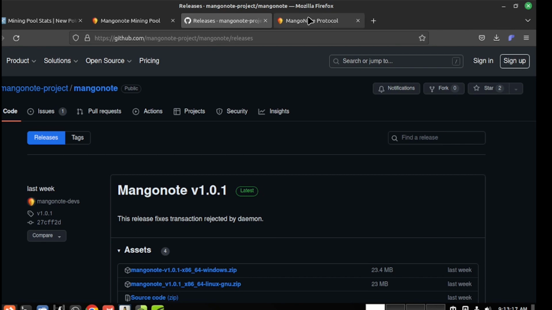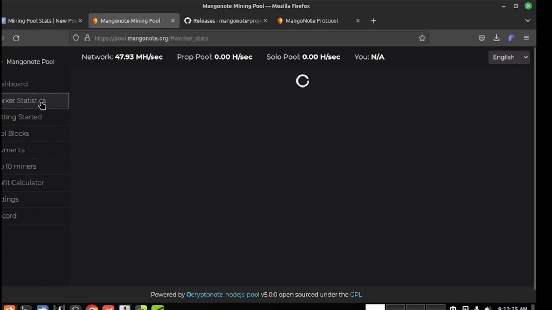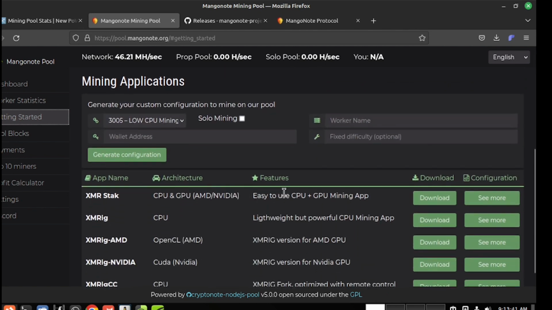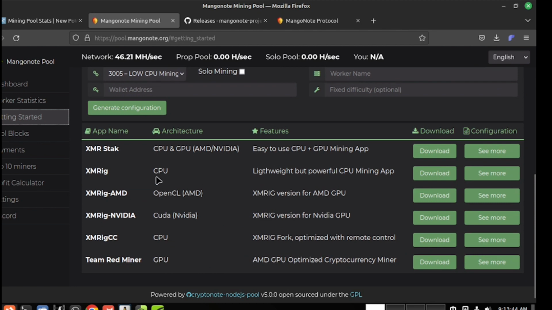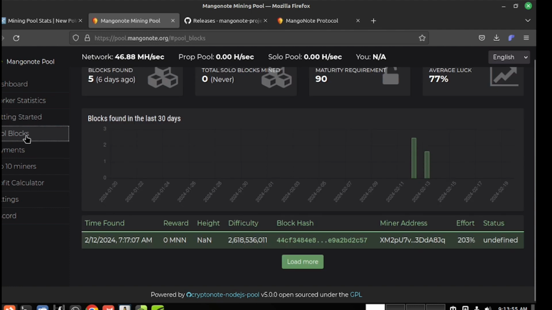Let's see if there's anything else. Here's the pool, their official pool. Let's see if we can find out anything. Yeah, here's their uses Kryptonite algorithm. Here's the port numbers. Let's see. Here's the different miners that's been running on it, and they'll give you their startup scripts. Let's see what the pool's doing.